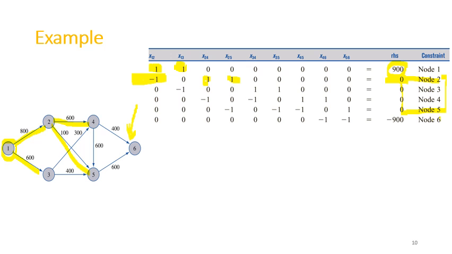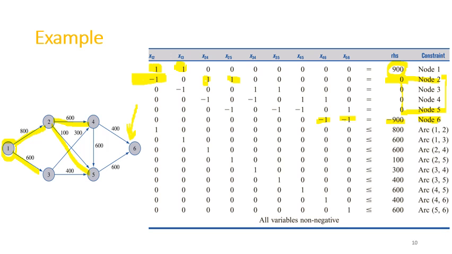And then finally node 6, because this is the final destination, has a net supply of -900. Why? Because there's no outflow from node 6, so outflow equals 0, and there's an inflow of 900 cars. 0 minus 900 equals -900. From node 6 there's no outflow, but it receives inflow from 4 to 6 and from 5 to 6. Inflow is denoted by -1 in the coefficient.